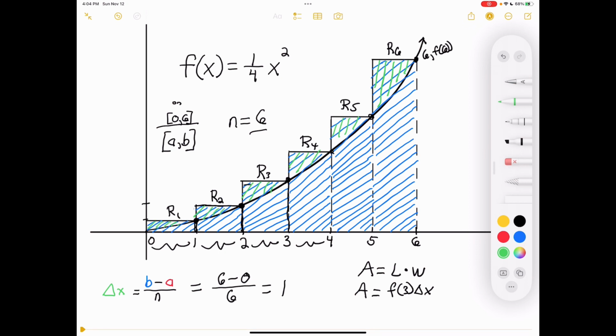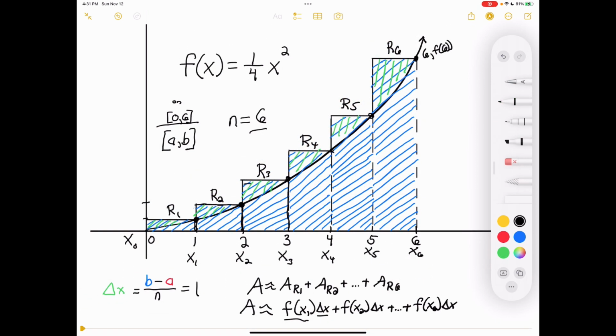So let's do that. Let's calculate the area of each one of these rectangles. Okay, so we're going to sum the areas of each one of these rectangles together, and we're going to claim that the area, which I call big A here, the area under the curve of the function from 0 to 6, is approximately equal to the sum of the areas of each one of these rectangles. Area of rectangle 1, rectangle 2, etc., all the way to rectangle 6.